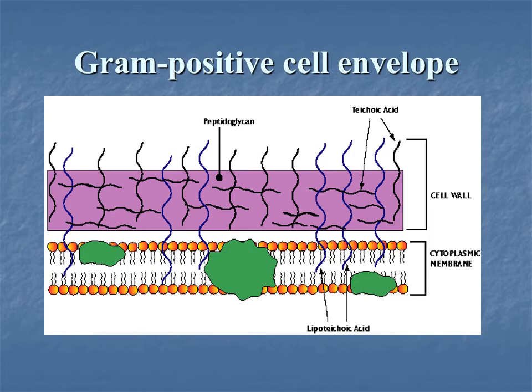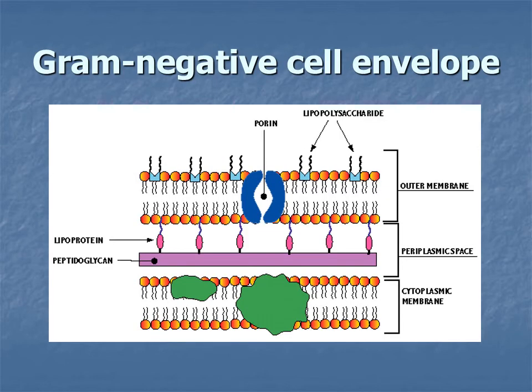So, thick peptidoglycan and no periplasmic space, with teichoic acid inside of the peptidoglycan. And in the gram-negative cell wall you can see thin peptidoglycan, periplasmic space, and outer membrane. Outer membrane and peptidoglycan are connected to each other by lipoproteins.